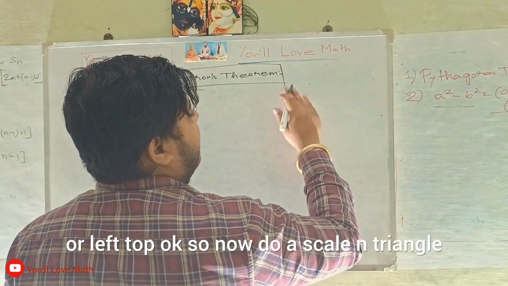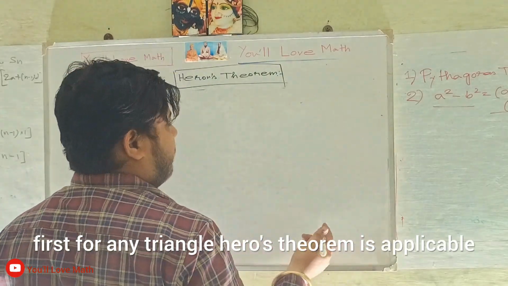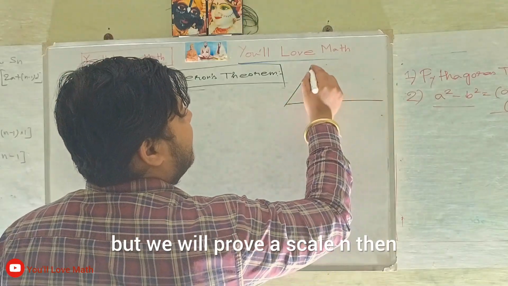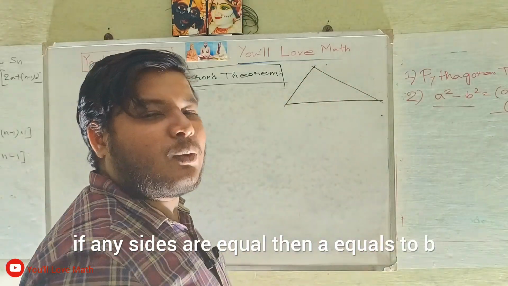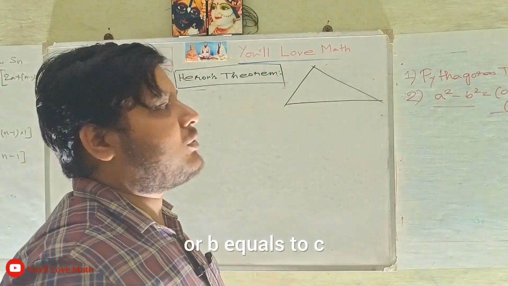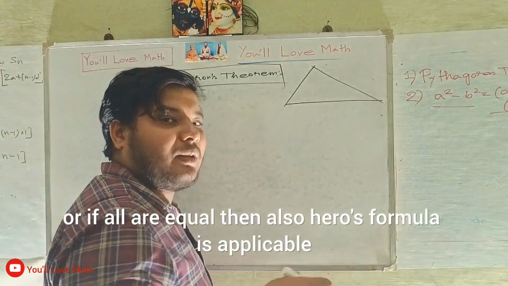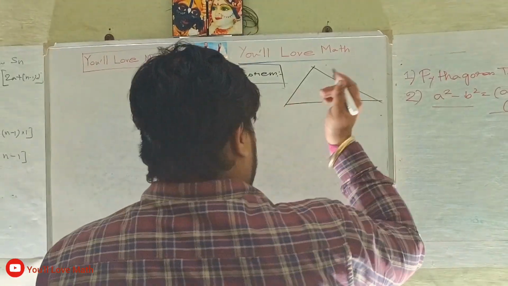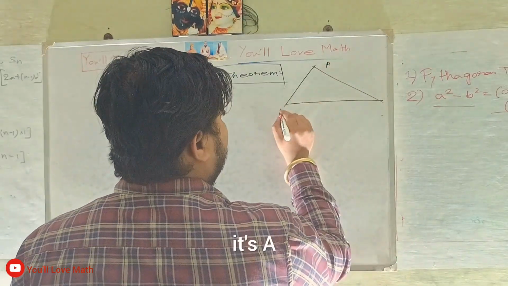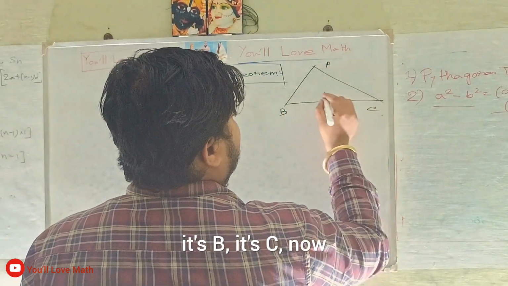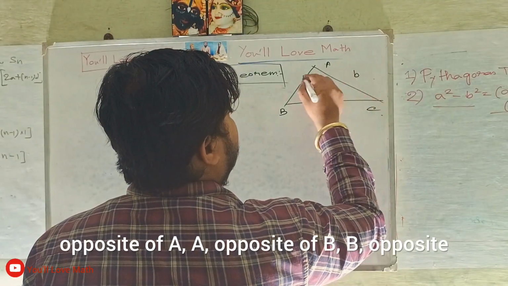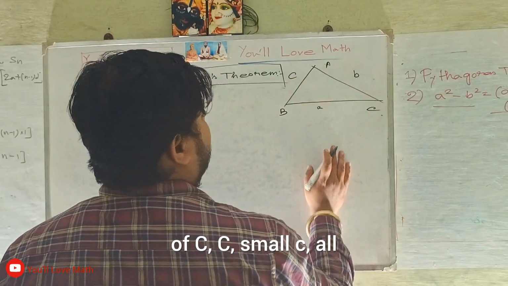Okay, so now draw a scalene triangle first. For any triangle, Heron's theorem is applicable, but we will prove it for a scalene. If any sides are equal, or if all are equal, then also Heron's formula is applicable. So now it's A, it's B, it's C, opposite of A small a, opposite of B small b, opposite of C small c.